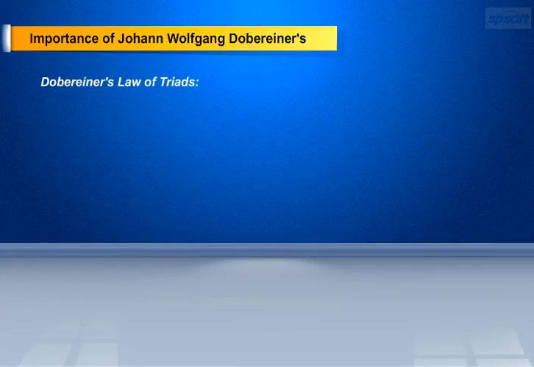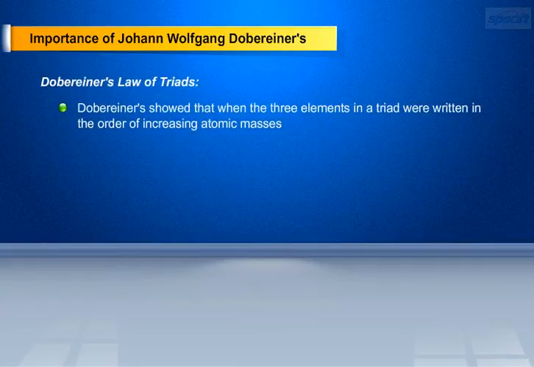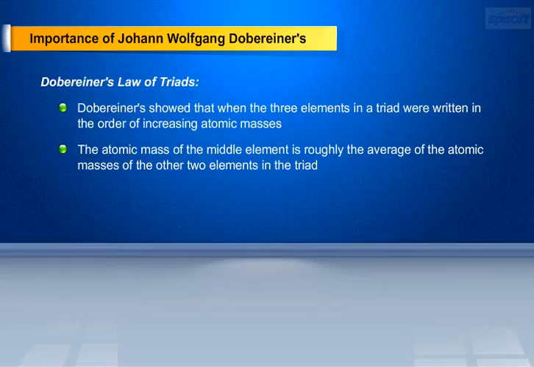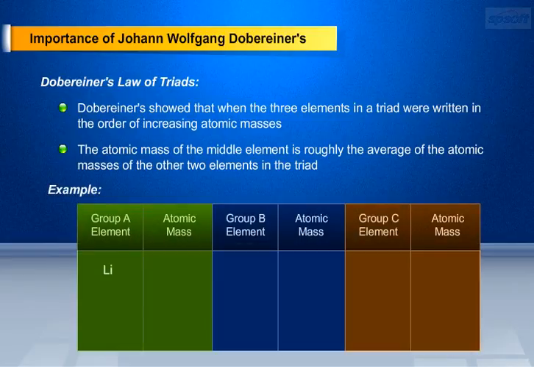Döbereiner's law of triads. Döbereiner showed that when the 3 elements in a triad were written in the order of increasing atomic masses, the atomic mass of the middle element is roughly the average of the atomic masses of the other 2 elements in the triad. Example for Döbereiner's law of triads: lithium, sodium, potassium with atomic masses 6.9, 23.0, 39.0 respectively. The average of potassium and lithium is almost equal to sodium.